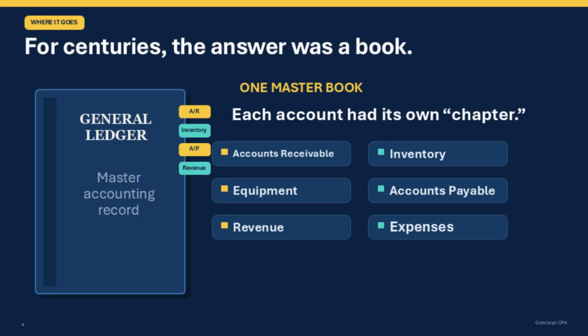The general ledger was one master book, and inside it, every account had its own chapter. Accounts receivable, inventory, equipment, accounts payable, revenue, expenses, and more. Today, the book still exists, but it is no longer a physical book. It lives inside the accounting system. So in this video, we're going to see exactly how journal entries flow into the general ledger and how the balances in those accounts become the foundation for reconciliations, the trial balance, and ultimately the financial statements.